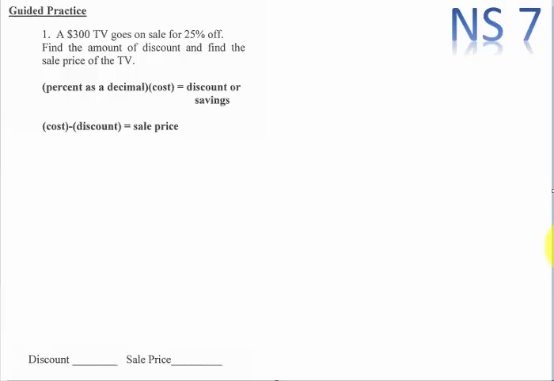Okay, so we're going to be talking about a lot of real-world type problems. Maybe not problems, but issues that are going to come up in your life. Some of them probably already have, like this first one. Let's read the problem. A $300 TV goes on sale for 25% off. Find the amount of discount and find the sale price of the TV. All right, so you've already seen this.